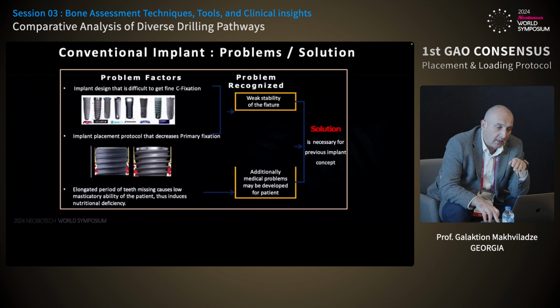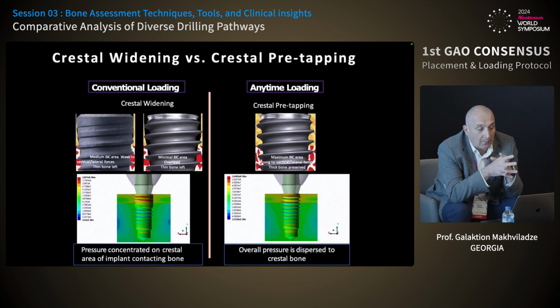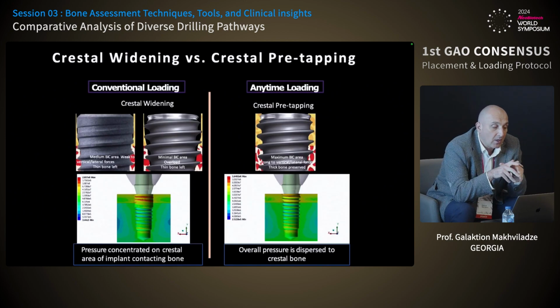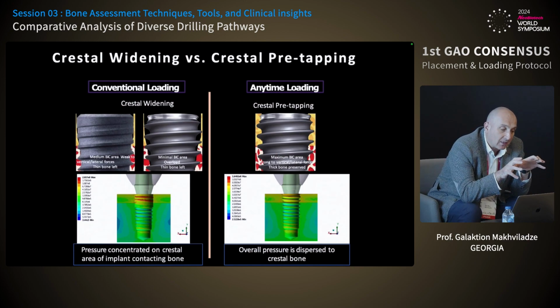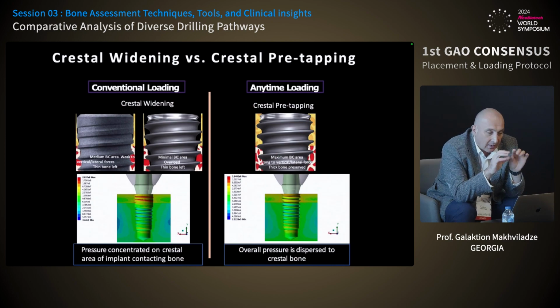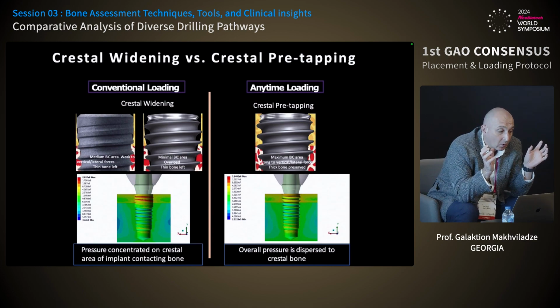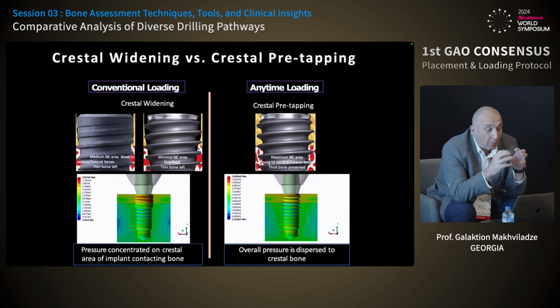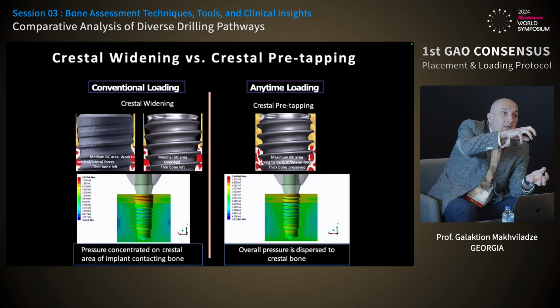And let's see now the crestal widening versus crestal pre-tapping. As I mentioned, in this situation, when we just widen the crestal part and insert and fix the implant, just the crestal part and the tips of the threads are in contact with the narrow surrounding bone. So in this case, the pressure is concentrated on the crestal area of the implant.